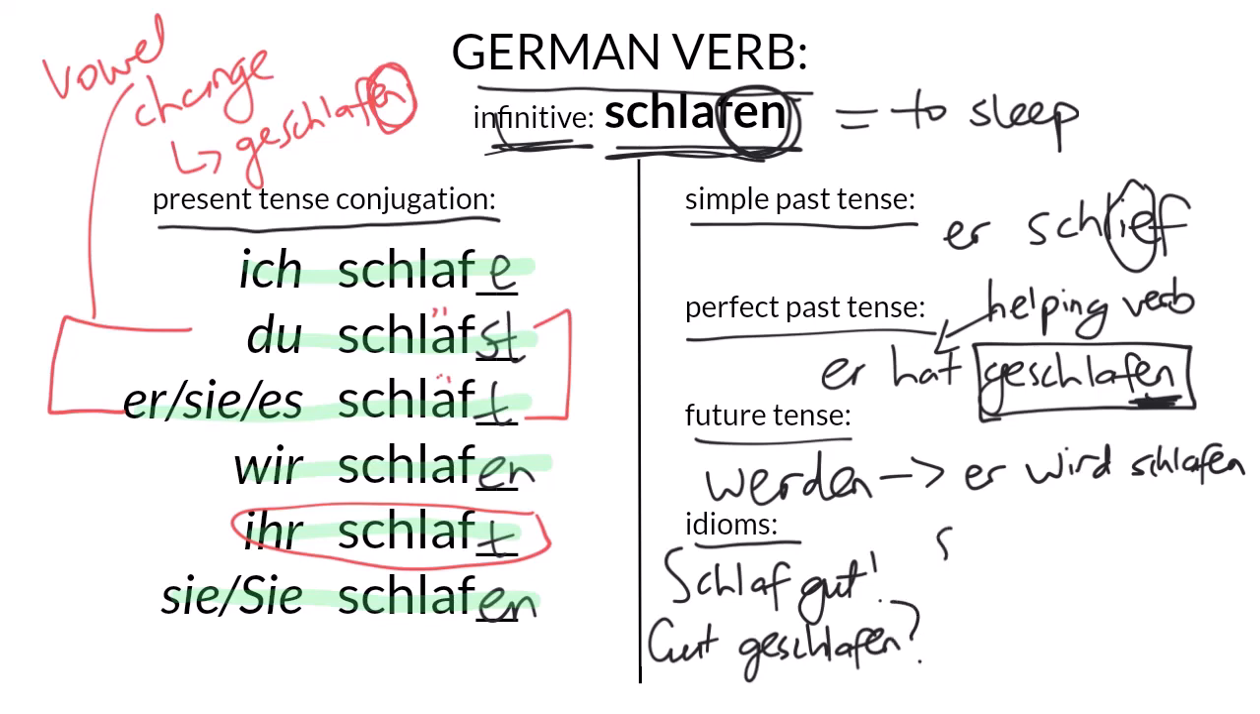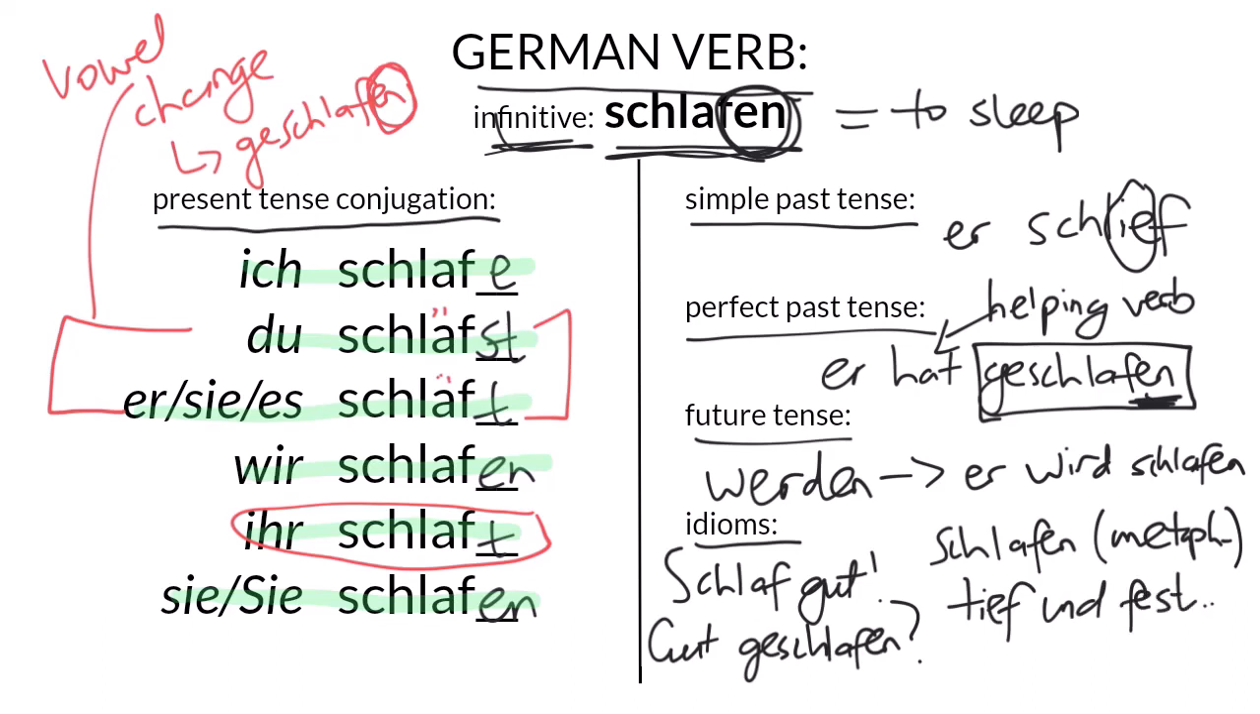There's also schlafen in a metaphorical sense, and that's when you're just not paying attention. So you're not literally asleep, but you're not paying attention, you're not concentrating. And finally, how do you express sleeping really deeply? We might say in English something like sleep like a log. Well, there are two ways of saying that. One is tief und fest schlafen. So you're using these two words here as adverbs, tief und fest schlafen. So to sleep deeply and steadfastly.